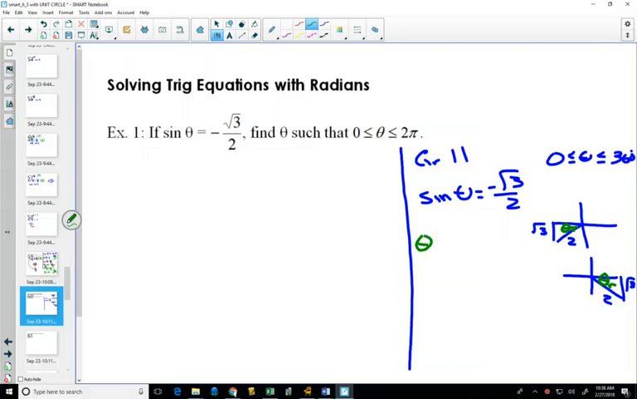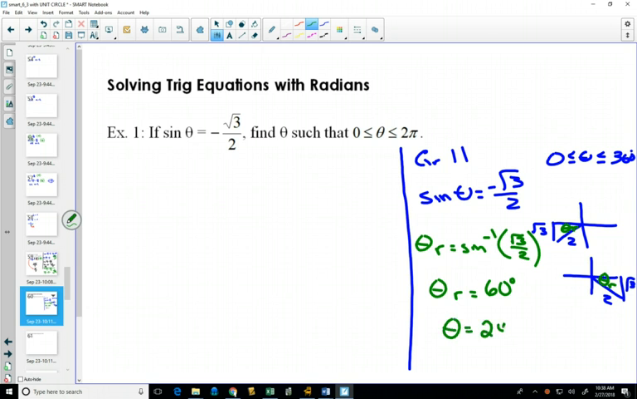And I could have solved for my reference angle by doing sine inverse. Since we're thinking about that triangle, I would have typed into my calculator sine inverse of root 3 over 2, and your calculator would have spit out 60 degrees as your reference angle. Then your answer in quadrant 3 would be 180 plus 60 degrees, and your answer in quadrant 4 would be 360 minus 60 degrees, or 300 degrees. And that's how you would have done it in grade 11.